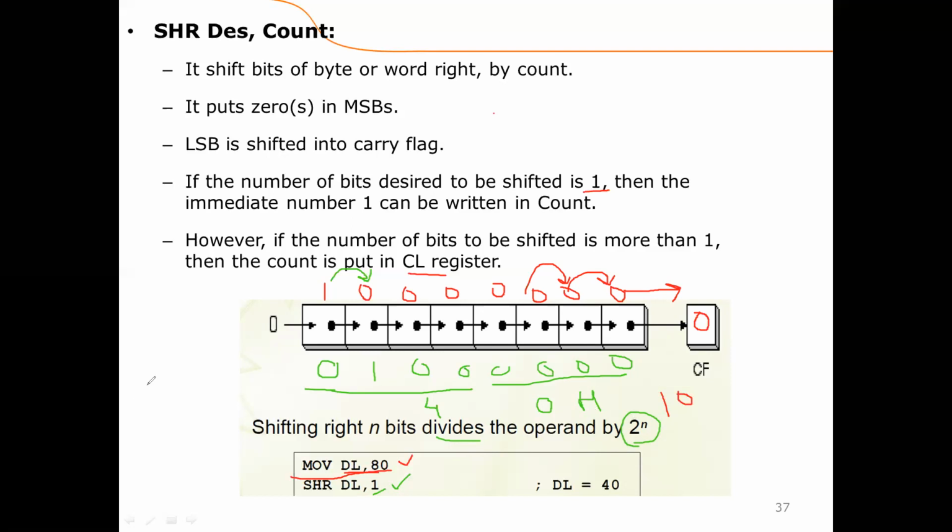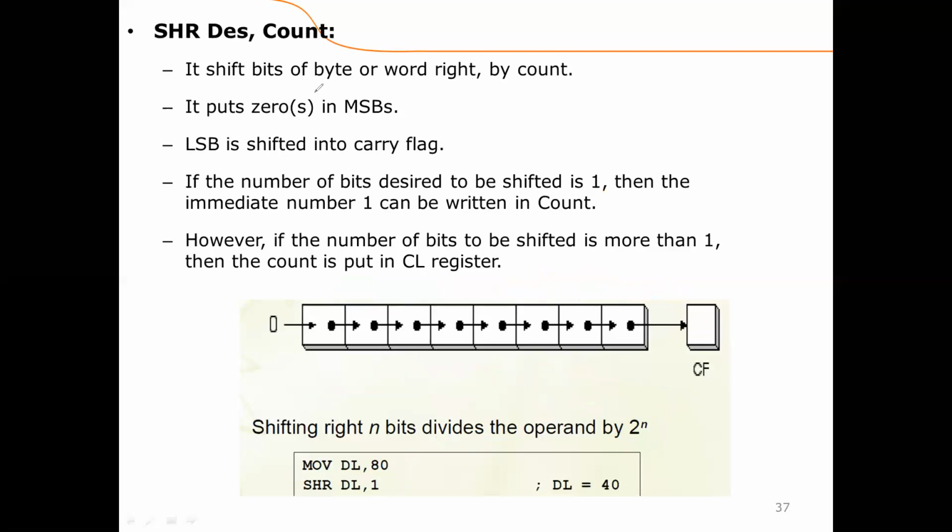And if we use SHL, meaning left shift, for the same number, then it will multiply the number by 2. So shift operations are basically used for fast multiplication. Now, the next instruction.